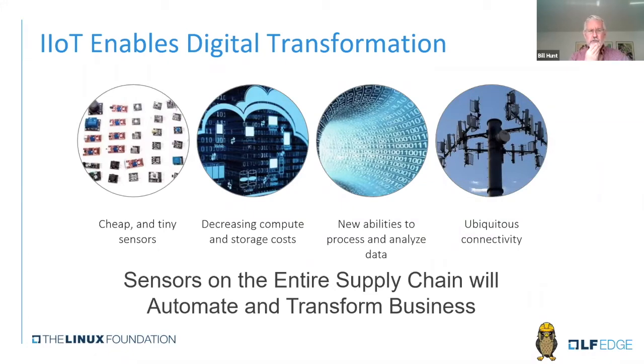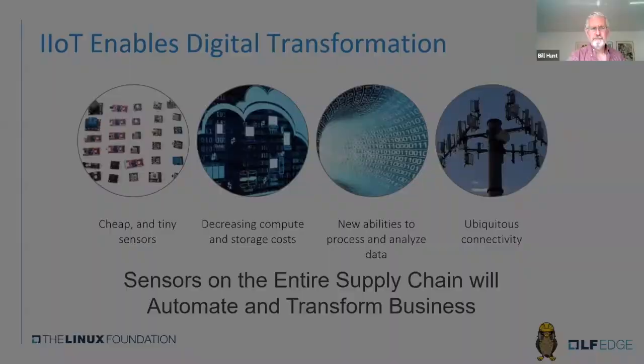If you stand back, there are a number of factors coming together that are making industrial IoT a thing. You've got all these sensors coming online that are cheaper and smaller than ever before. Every day your storage cost and your compute cost goes down. Every day you have new tools to analyze the data. And every day everything is more and more connected. So it's pretty obvious that you put all these things together and it can really enable the transforming of industrial businesses.